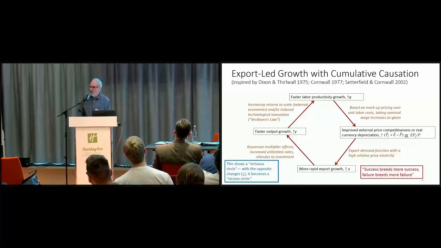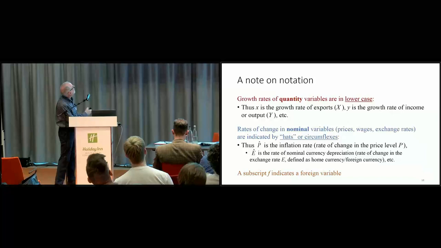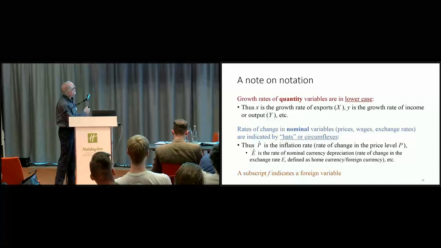This is a chart I've put in several articles in my book with Mark Setterfield, which illustrates this idea of what we call export-led growth with cumulative causation. So because it's cumulative, you could start at any point in it. Why don't we start with the exports at the bottom here? In the notation I use, it's from the book, for quantity variables, growth rates are indicated by lowercase letters, like little x is the growth rate of exports X. But for nominal variables, rates of change are indicated by hats or circumflexes, like p hat is the inflation rate for the level P. And subscript f's indicate foreign variables.